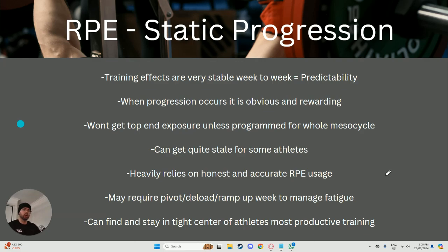Sometimes we might be so thirsty. Maybe we're training at the same weight for 5 weeks, and we're so thirsty to add more weight to the bar to see that progression manifest that we just add weight to the bar, even though the RPE hasn't actually gotten any easier yet. So we need to be accurate with our RPE usage. And that's one thing that can be quite challenging in a static progression model.